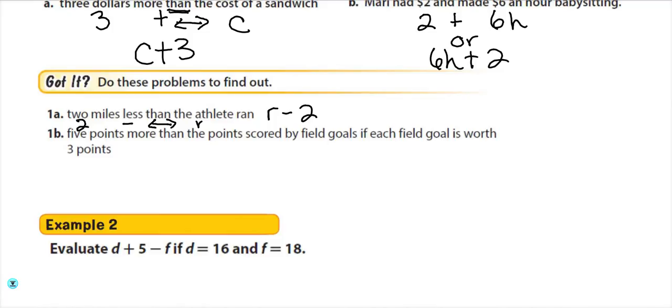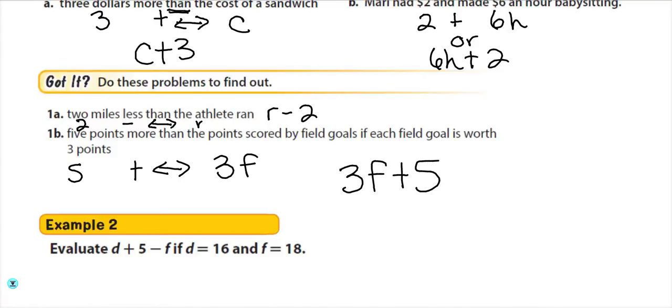Okay, let's take a look at 1B. 5 points more than the points scored by field goals if each field goal is worth 3 points. So 5 is going to mean 5. More means add. Switch for than. Then the field goals were 3 points each. So 3 and the number of field goals, so 3F. So we need to switch it around. So it's actually 3F plus 5.